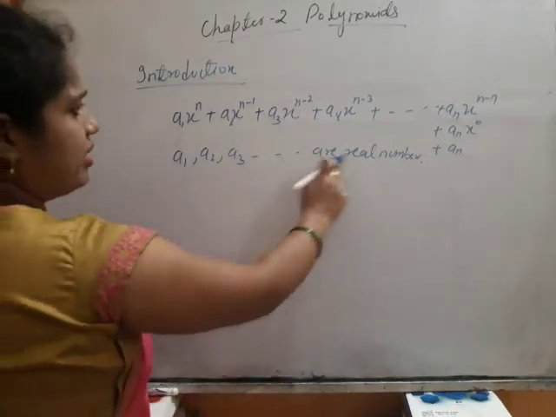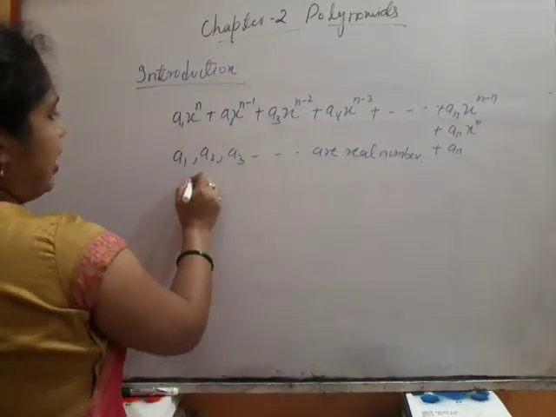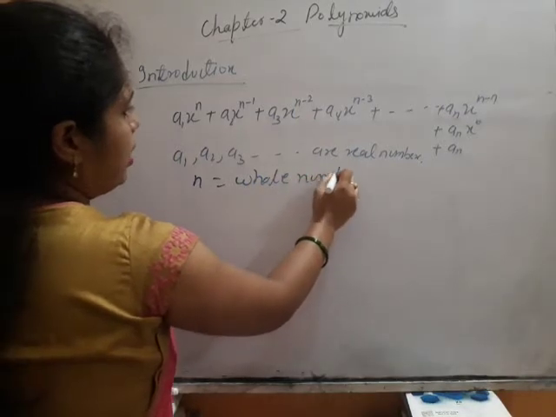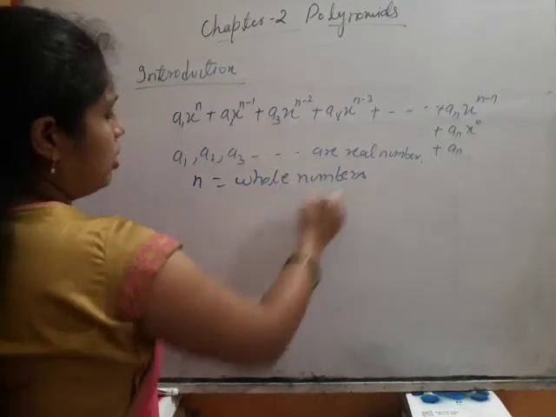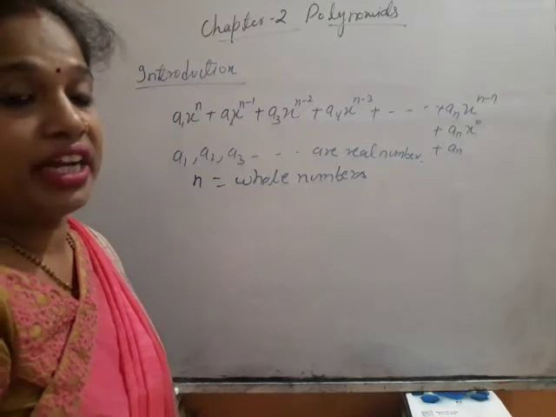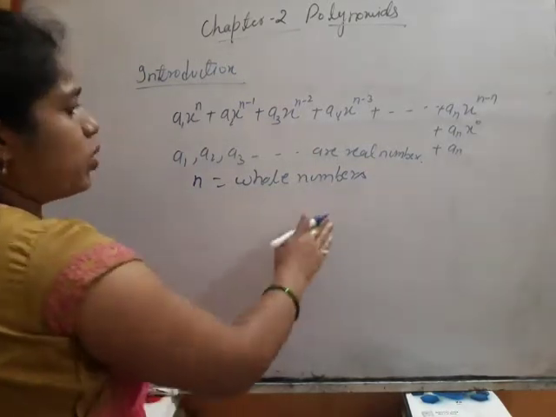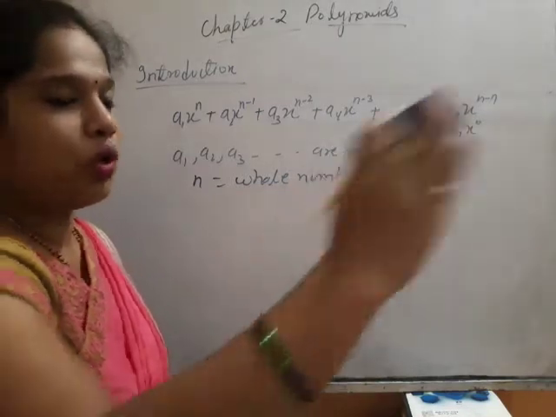So a1, a2, a3 are real numbers and n is what? Whole number. Whole numbers, that means it cannot be negative, it cannot be fractional, it cannot be irrational, okay. It is purely a whole number starting from 0 to infinity.